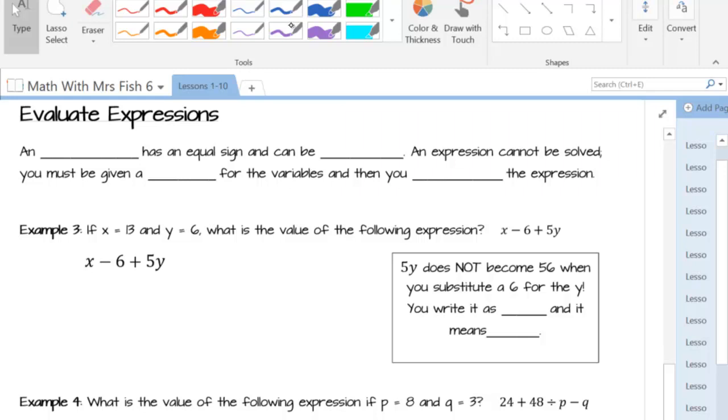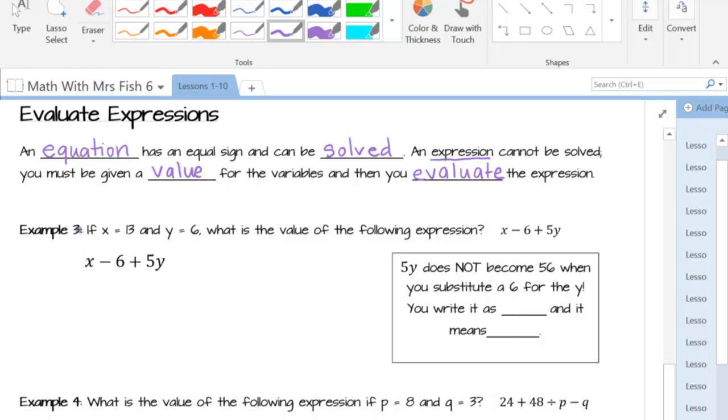Okay, we are going to cover a little bit of vocabulary here. An equation, which we've done in a previous lesson, and we're going to cover again in, I believe, the next lesson. An equation has an equal sign and can be solved. An expression cannot be solved. You must be given a value for the variables, and then you evaluate the expression. We're going to give a value to this thing here.